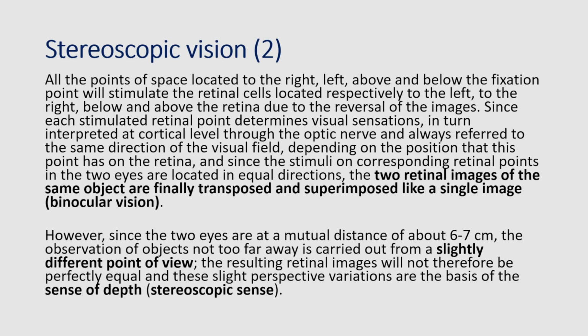However, since the two eyes are at a mutual distance of about 6 to 7 centimeters, the observation of objects not too far away is carried out from a slightly different point of view. The resulting retinal images will not therefore be perfectly equal, and these slight perspective variations are the basis of the sense of depth, stereoscopic sense.